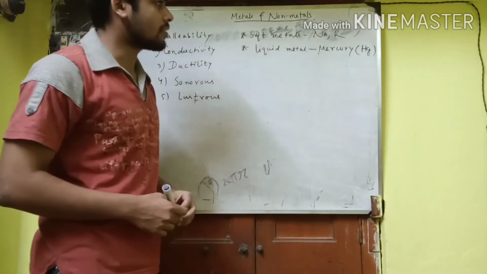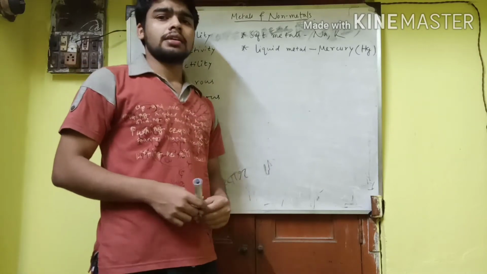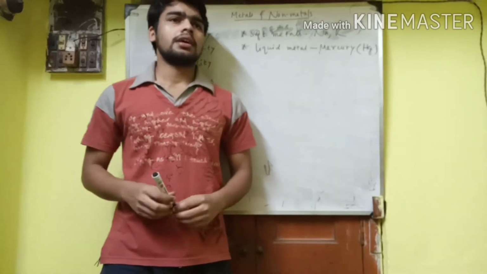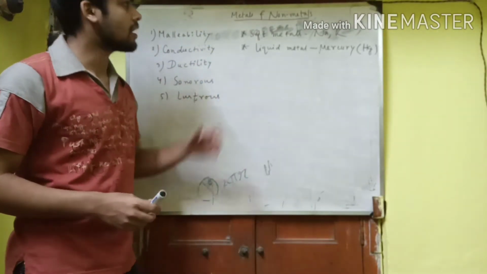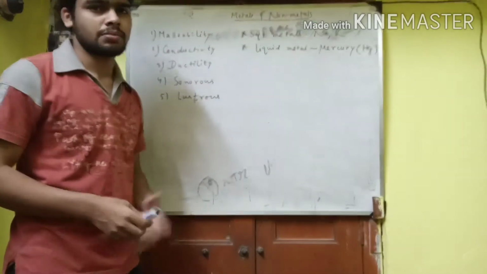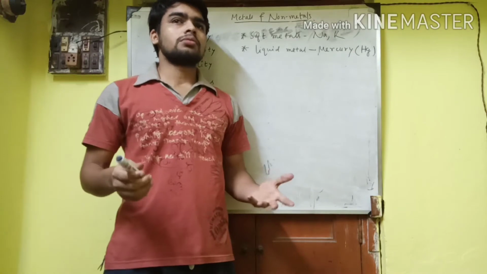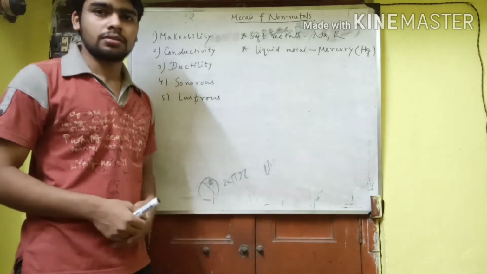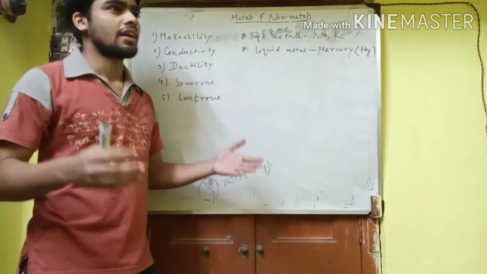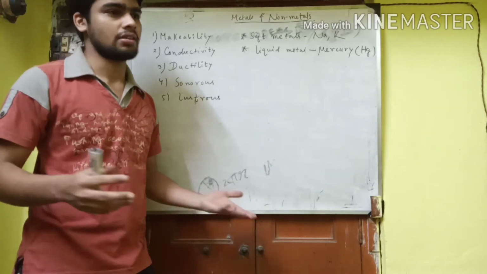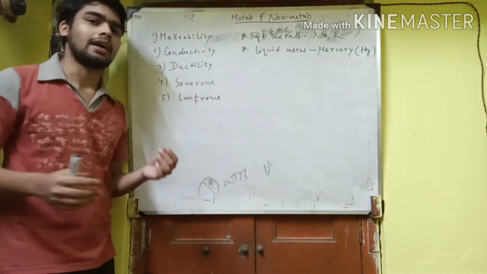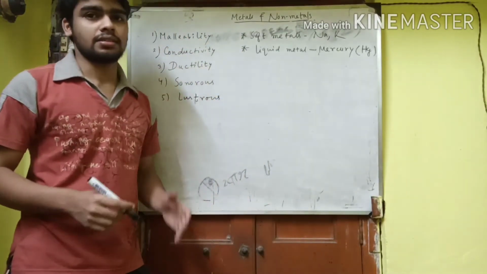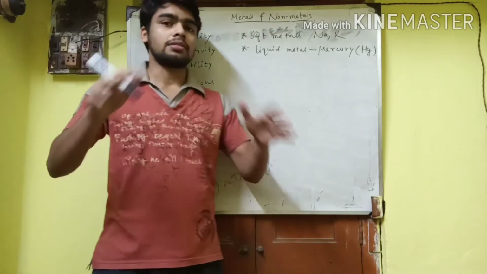Before beginning the chapter, let us know what metals are and what non-metals are. You are already familiar with these two words, metals and non-metals. Basically, you know that iron, copper, gold are all metals, and oxygen, nitrogen, sulfur, phosphorus are non-metals. But on what basis are the metals and non-metals divided?